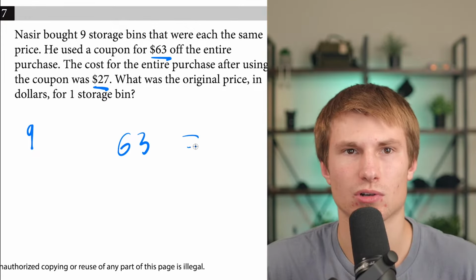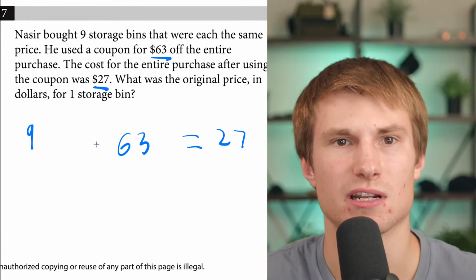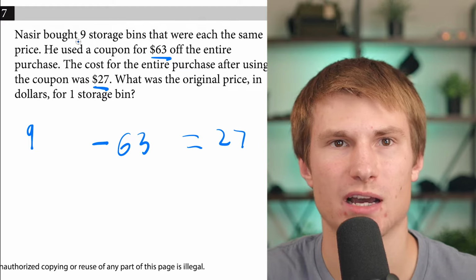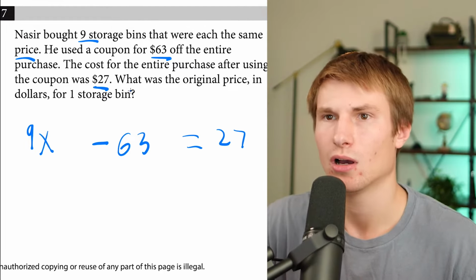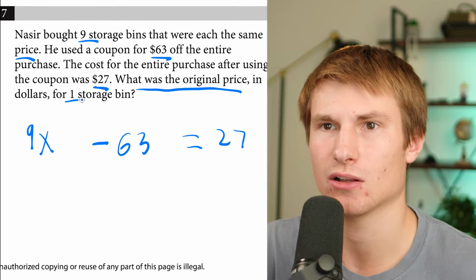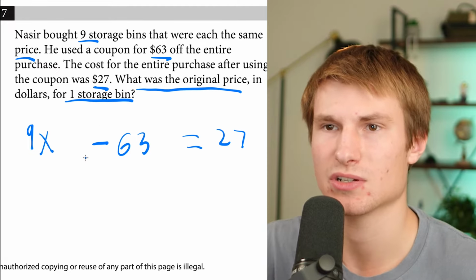Okay, so we know our total cost is going to be $27. We know that he's getting $63 off. We know he's buying 9 storage bins that are each the same price. We're just going to use X then for the variable. What was the original price in dollars for one storage bin? Okay, so we need to solve for X now.